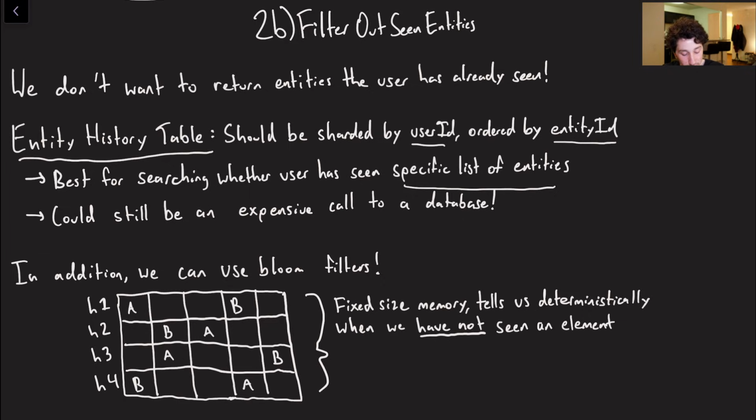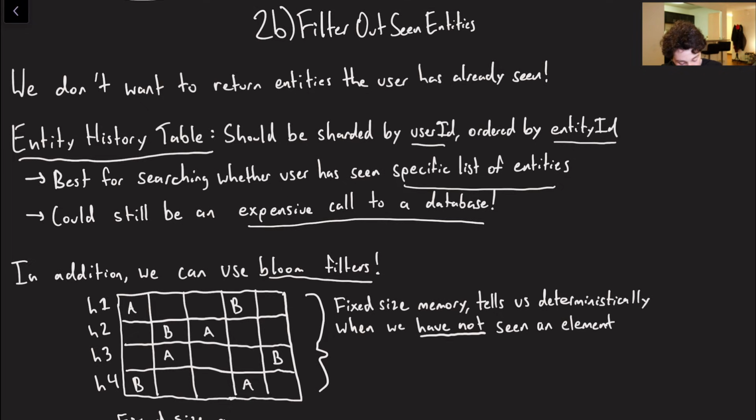That being said, it's still a network call, right? And we want to avoid these wherever possible. So how can we avoid this potentially expensive call to the database? Well, we're going to use something that we've used plenty of on this channel as well, and that is going to be the Bloom filter. What is a Bloom filter?